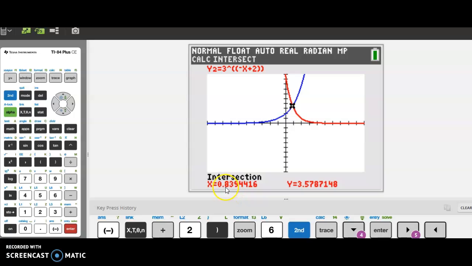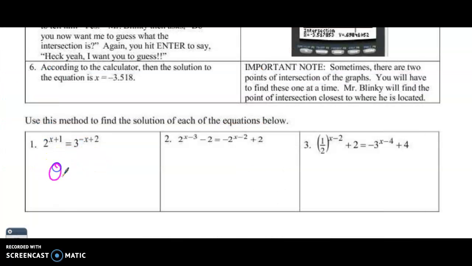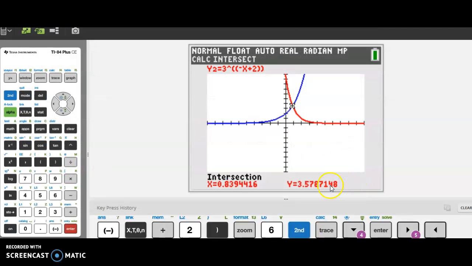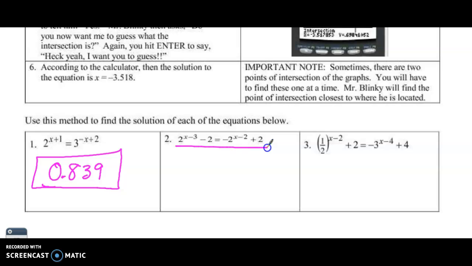So the answer we want, 3 decimals, is 0.839. We only want the x values. The reason why we only want the x values is the problem only has x's in here. The y in that graph comes from what the y value would be if we plugged in 0.839 into the problem. So go ahead and try the next two.